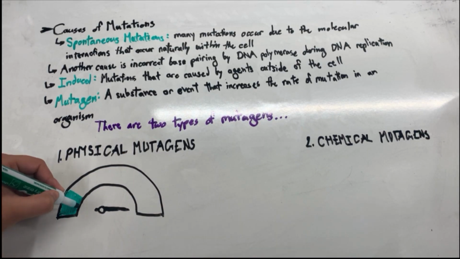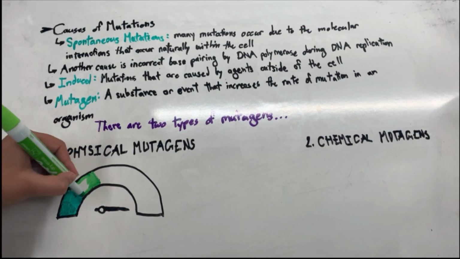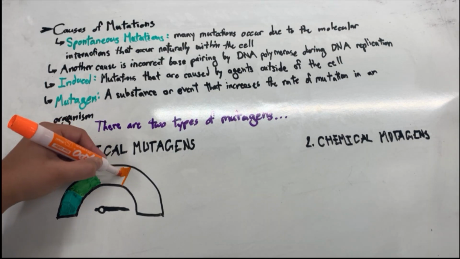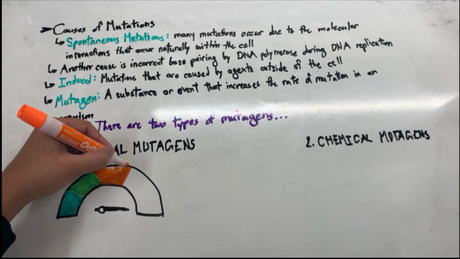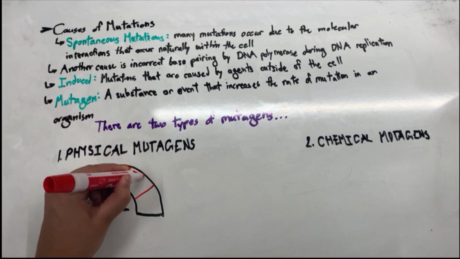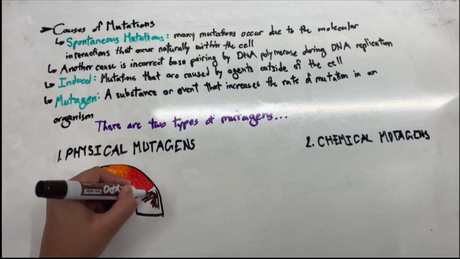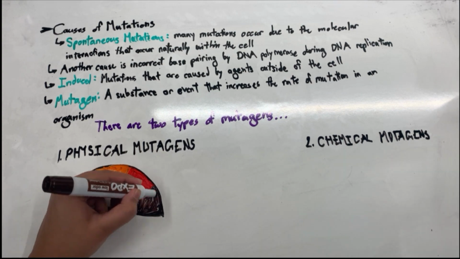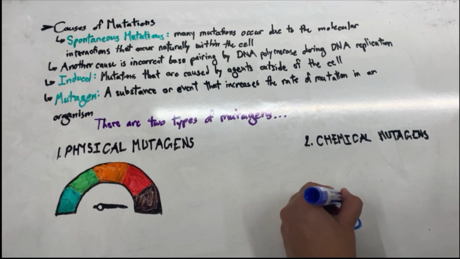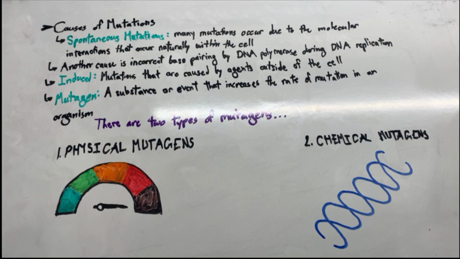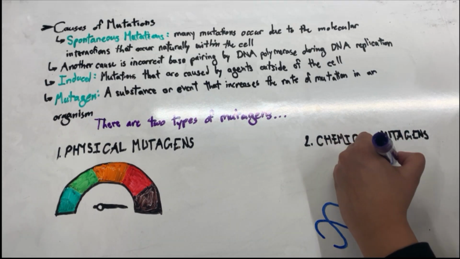Now, a substance or event that increases the rate of mutation in an organism is known as a mutagen, which includes a number of physical and chemical agents that interact with DNA in ways that cause mutations. There are two types of mutagens, chemical and physical mutagens, both of which we will get into later during the presentation. Another cause comes from cumulative mutations.